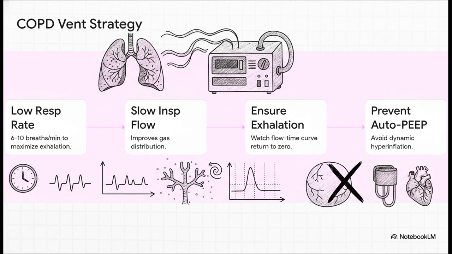But the best way to know if you're getting it right is to stare at the ventilator screen. Look at the flow time graph. You absolutely must see the expiratory flow come all the way back to the 0 line before the next breath starts. If it doesn't, you are actively trapping air, which can cause their blood pressure to plummet and even lead to a pneumothorax.